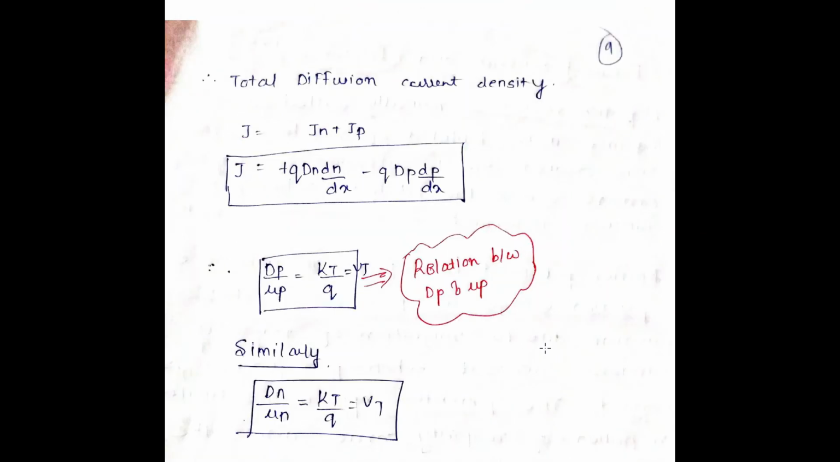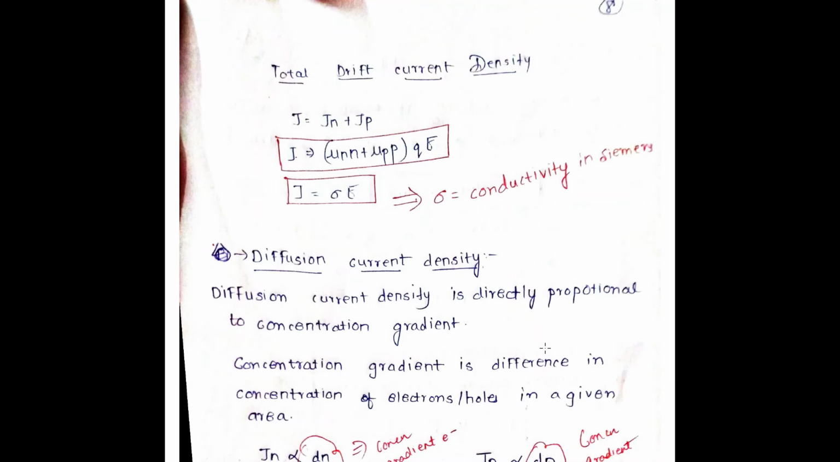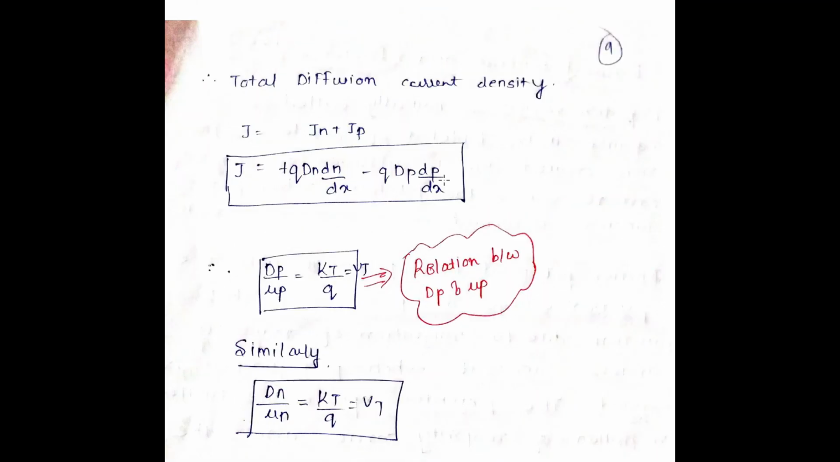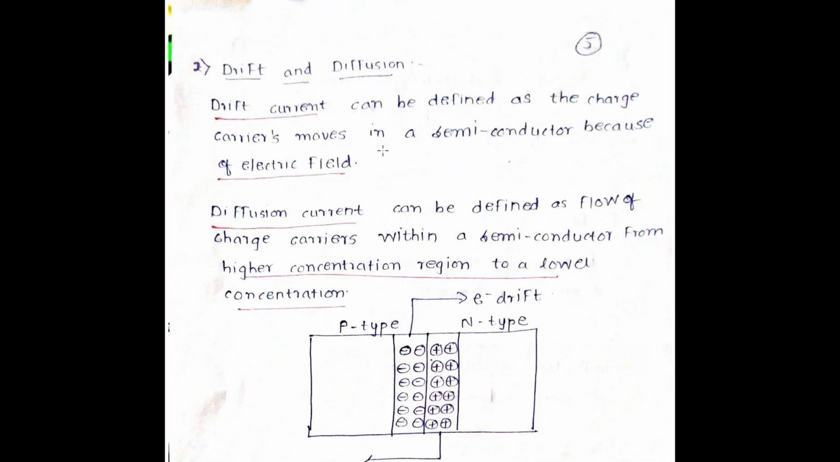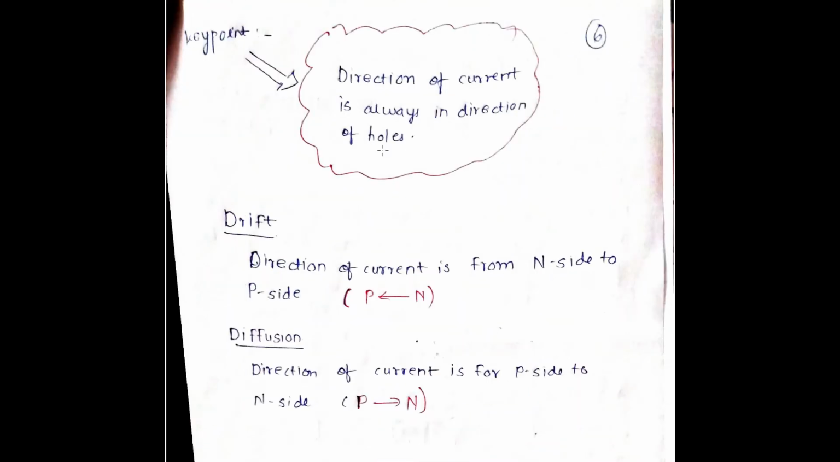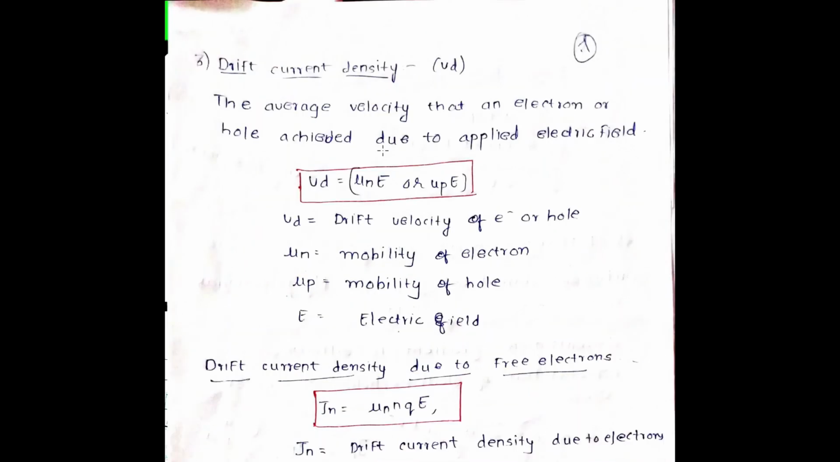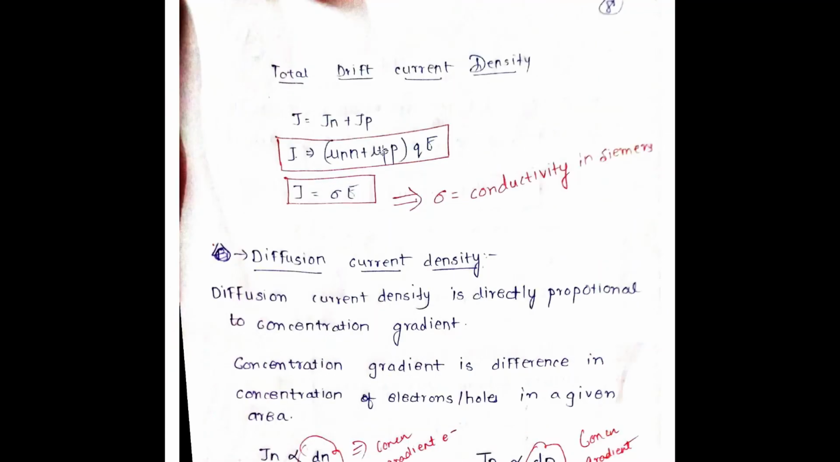Hence, as we have the total drift current density, similarly we have the total diffusion current density, which is equal to the diffusion current density of an n-type semiconductor plus that of a p-type semiconductor. So these are the basic formulas that we have learned in this video. If I have to summarize this video, we spoke about drift current, diffusion current, direction of current, what is drift current density, and what is diffusion current density. Please make a note of all these formulae.